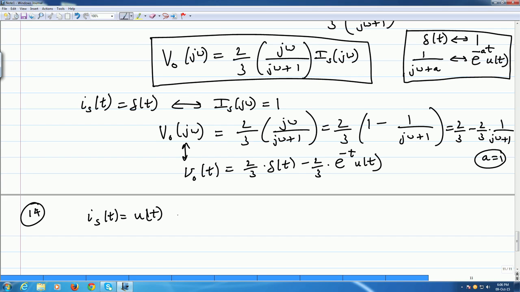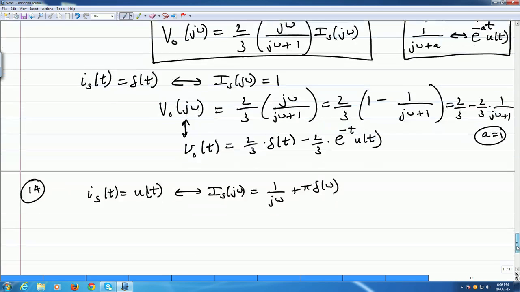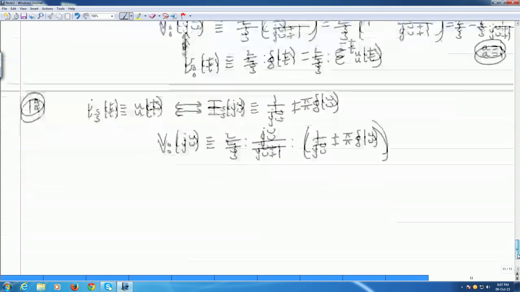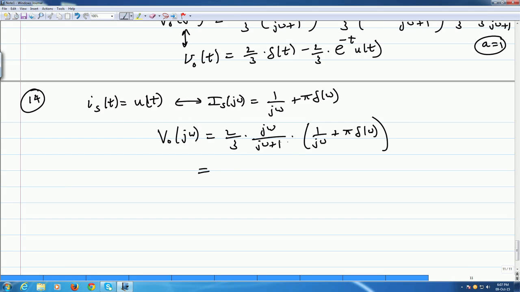right. So, for u of t, the transform is 1 by j omega plus pi delta of omega. Okay. So, if this is the input, your V naught of j omega is going to be 2 by 3 j omega by j omega plus 1 times this guy, 1 by j omega plus pi delta of omega. Once again, there will be two components to this answer. One is just the first term. So, that is 2 by 3 times 1 by j omega plus 1, and the next term is 2 by 3 into j omega by j omega plus 1 times pi times delta of omega.